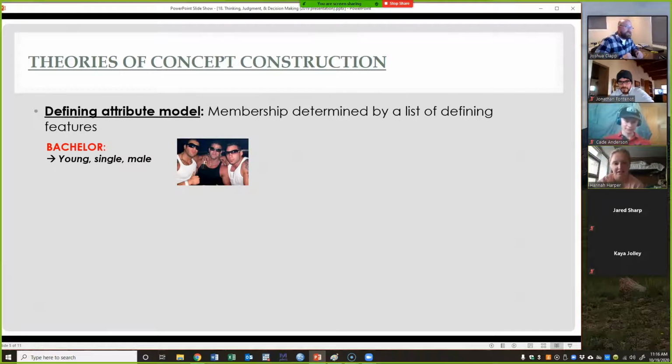Okay, what about those guys? Do you think those guys look like bachelors? Probably. Right, these dudes, probably bachelors. These guys are young, they're single, they're male. They probably look like bachelors, right? What about that guy? Is that guy a bachelor? I mean, could be. Yeah, right.